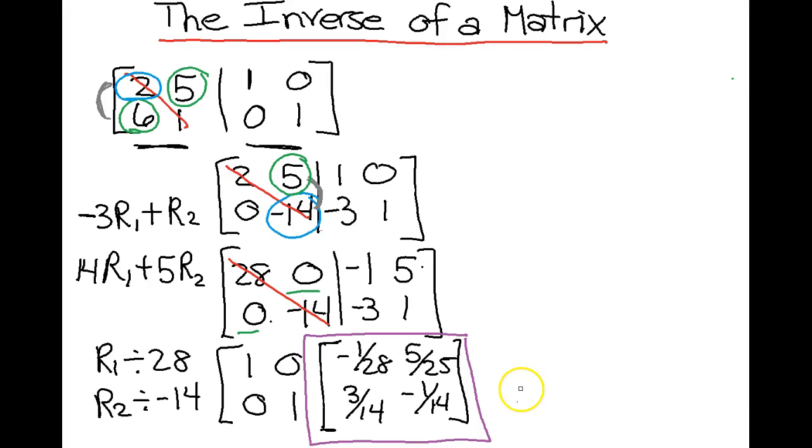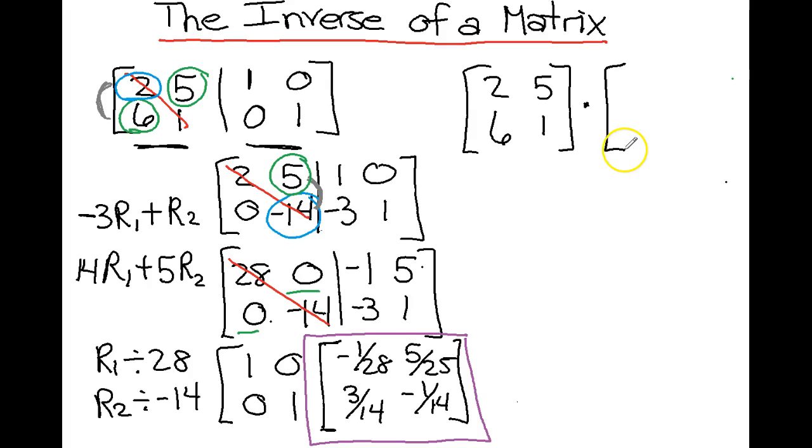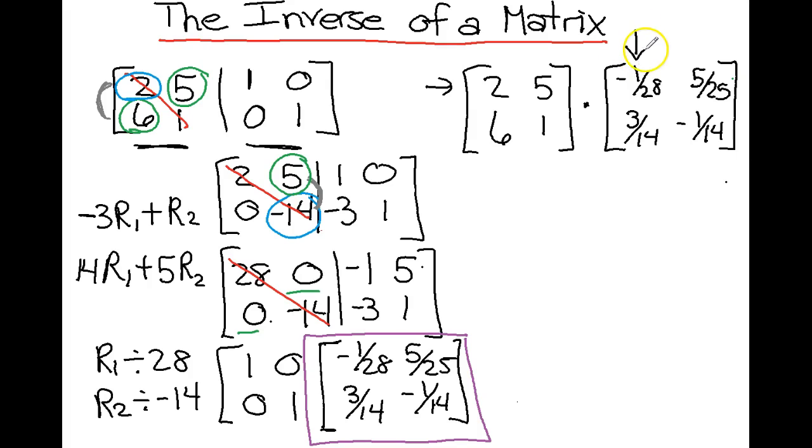So how do I check to make sure that I have the right answer? I'm going to take my original matrix, and I should be multiplying my original matrix both ways with my inverse matrix on the left and then again with it on the right. But in this case, for time's sake, I'm just going to test one way to make sure I am correct. So I'm going to multiply this first row by this first column. So I get a -2 over 28 plus 15 over 14.